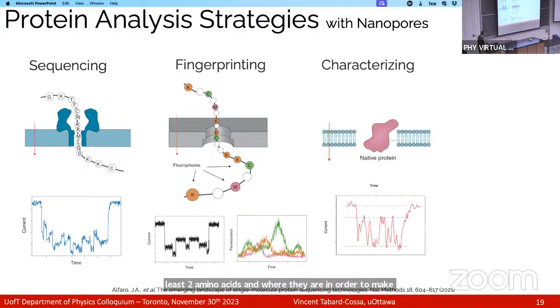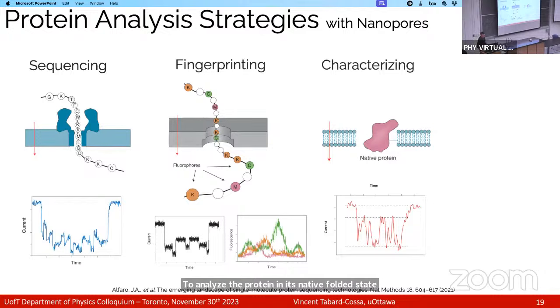And then another way of analyzing the protein is to keep it in the folded state and simply analyze the shape, the charge, the dipole moment that this protein has. And this way you can also try to find unique characteristics to analyze the protein in its native folded state.